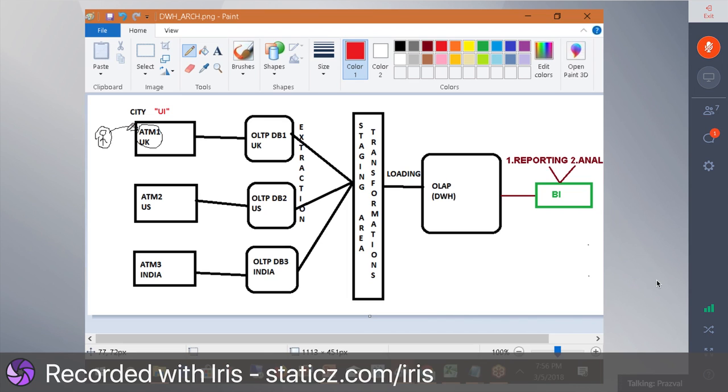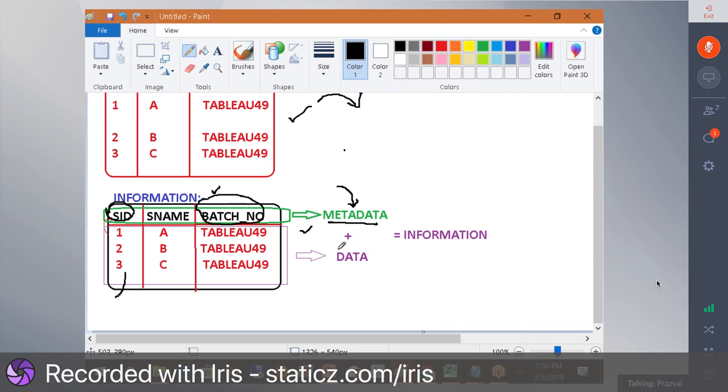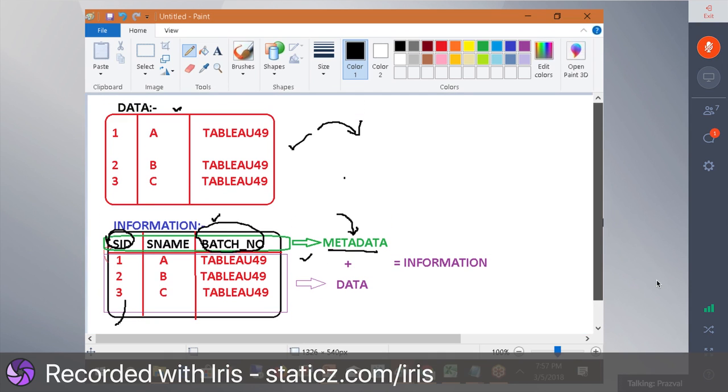Okay, so if you are doing any transaction in an ATM, you are going to enter two things: the PIN number and the amount. So what is that giving? Just data, not information. What is information? Information contains metadata plus data. So if you're doing any transaction, you are entering just the data. You are not entering information, because you are giving input to a system.